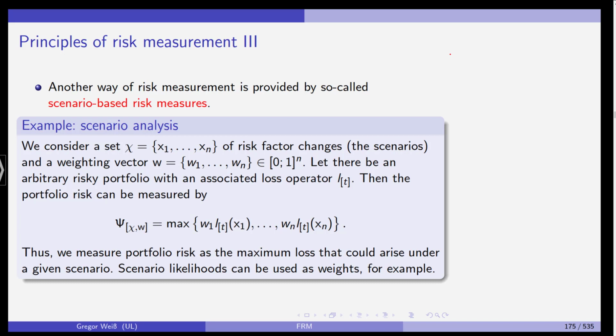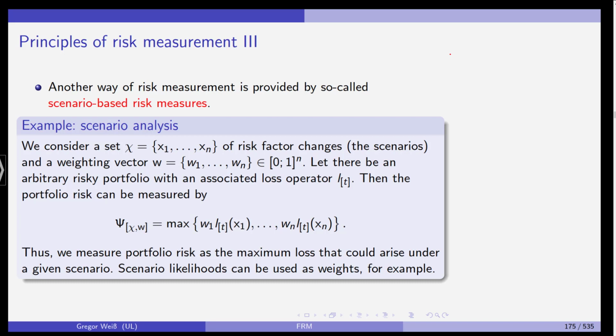We have an arbitrary risky portfolio with an associated loss operator L. And then what you do is you take those scenarios for your elementary risk factor changes, you enter those into the loss operator, and you get hypothetical potential losses. For example, 5,000, 10,000, 12,000, 2,000, and then you weight those potential losses, and you take, for example, the maximum. And then this would be your aggregate maximum portfolio risk. So the maximum loss that could arise under any given scenario under this weighting vector.